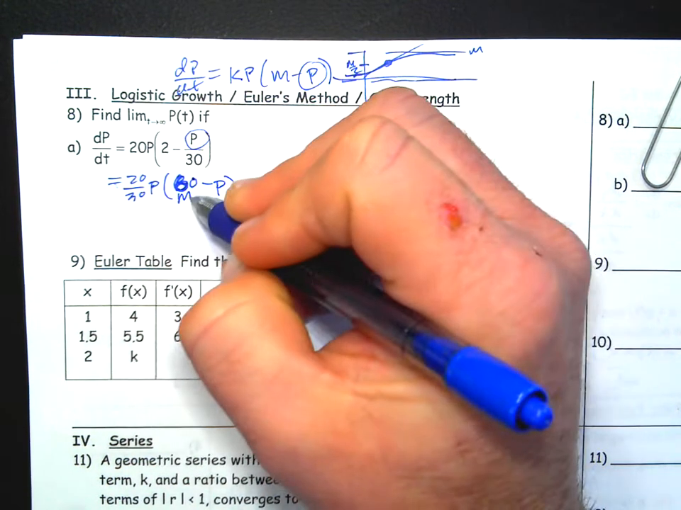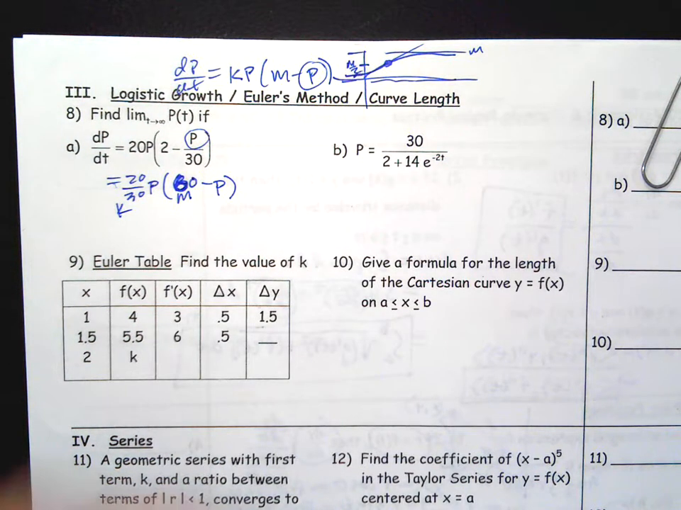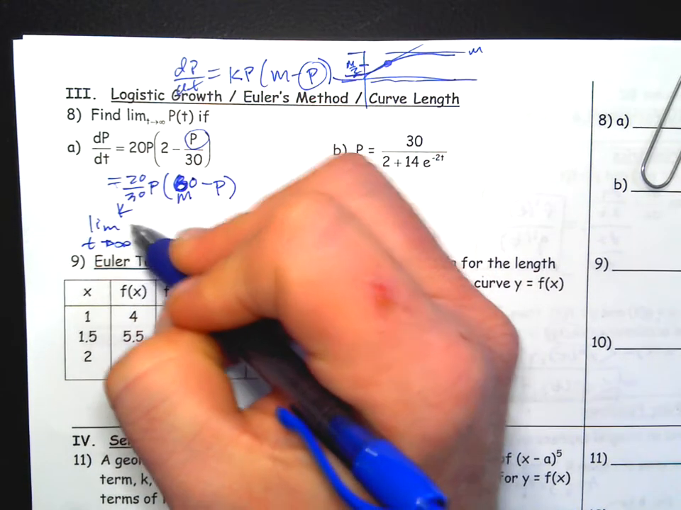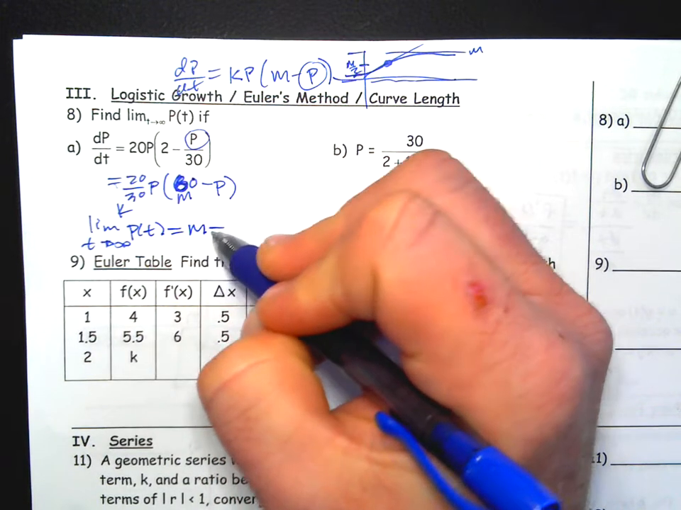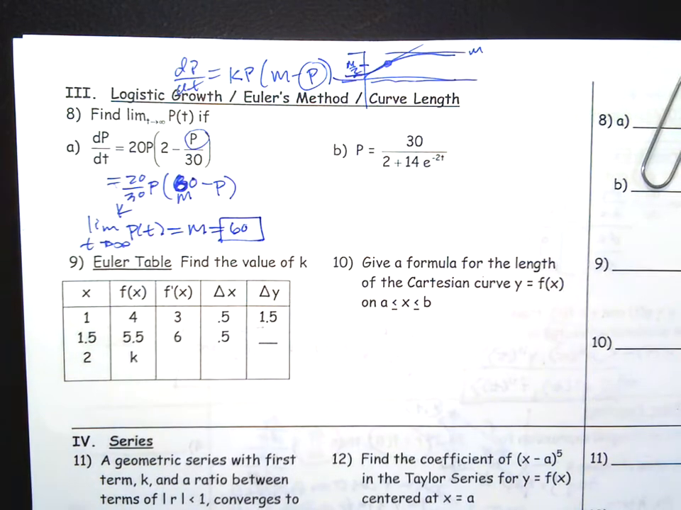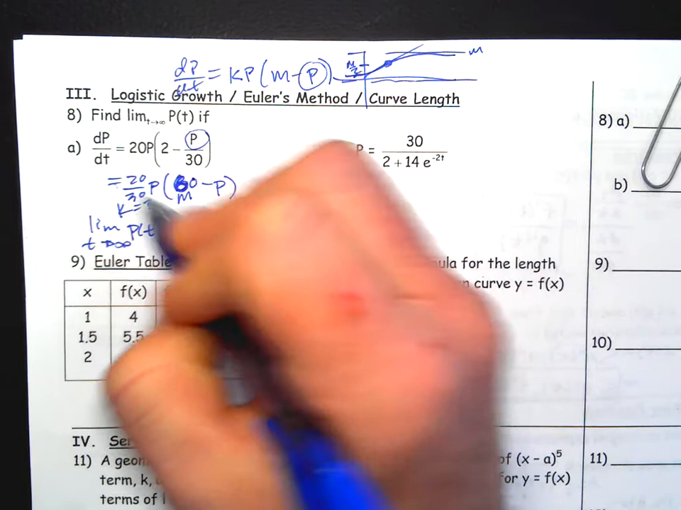So that's your carrying capacity. This is your k value. And then the limit as t goes to infinity of logistic growth is always going to be the carrying capacity. So that's going to be 60, right? The k value is 2/3 if you need that.